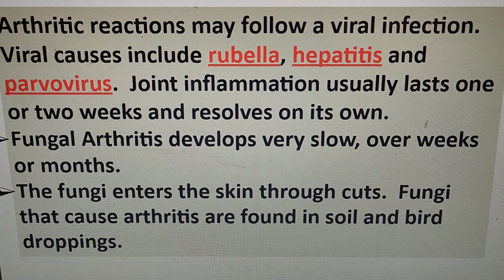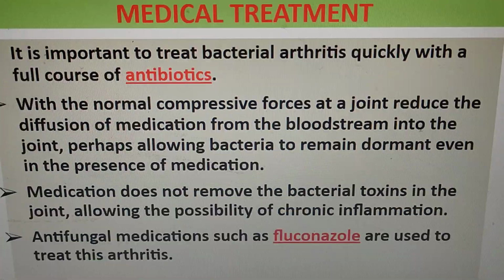Arthritic reactions may follow a viral infection. Viral causes include rubella, hepatitis, for inflammation of the liver, and parvovirus. Joint inflammation usually lasts 1 or 2 weeks and resolves on its own. Fungal arthritis develops very slowly over weeks or months. It's pertaining to fungi. The fungi enter the skin through cuts. Fungi that cause arthritis are found in soil and bird droppings. So be careful, guys.